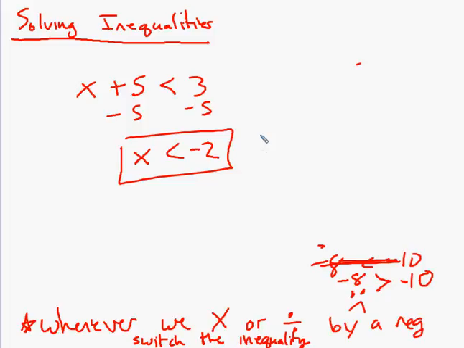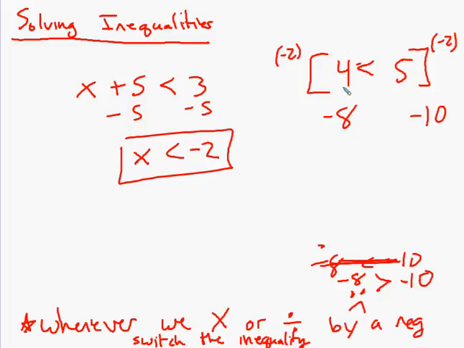Okay, so I start with 4 is less than 5, and that's a true thing. And let's just say for some reason I multiplied both sides by a negative 2. For whatever reason, I'm doing that. I multiplied by a negative. It doesn't matter what the negative is. This becomes negative 8. That becomes negative 10. Negative 8 is not less than negative 10, so I need to change the direction of the inequality.